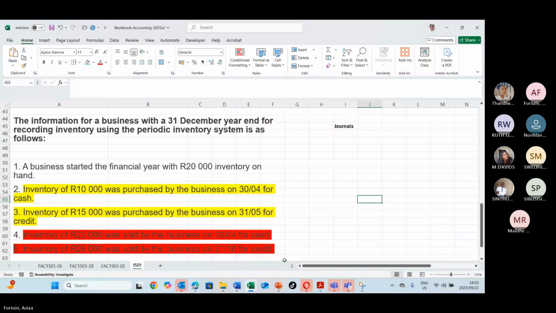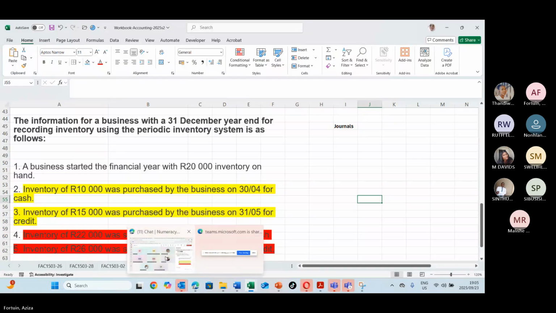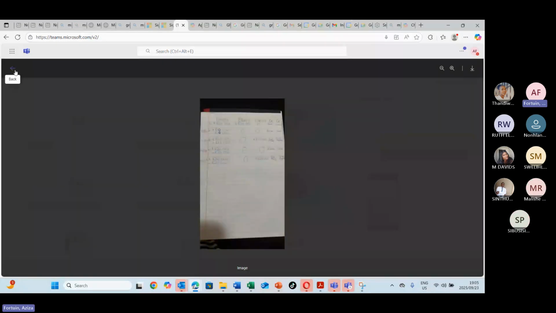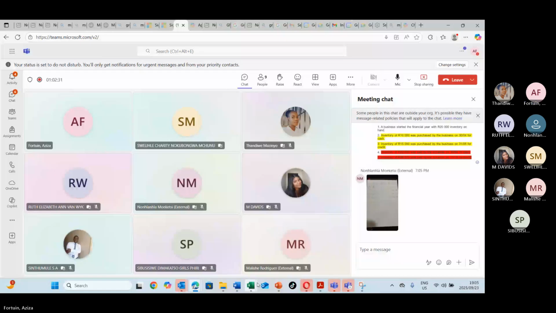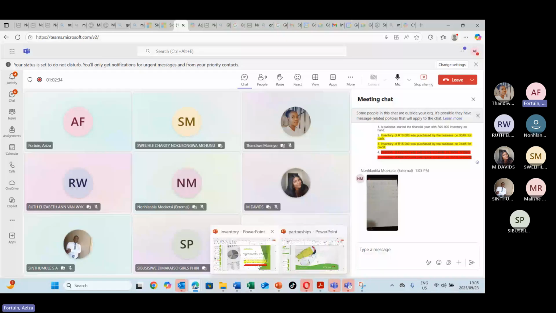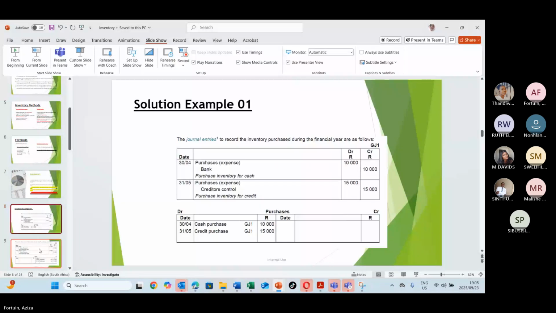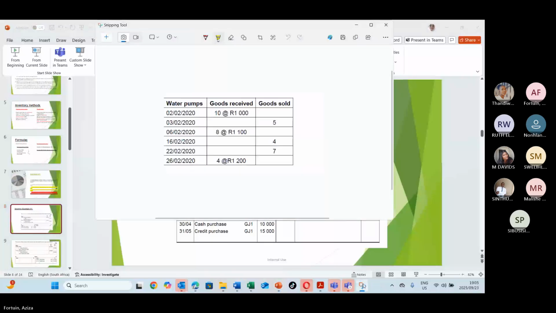Can we proceed? Okay, what do you have? Oh, I can't even see that. Okay, what do you have for the solutions? Somebody want to read it to me? Can you see the answer?